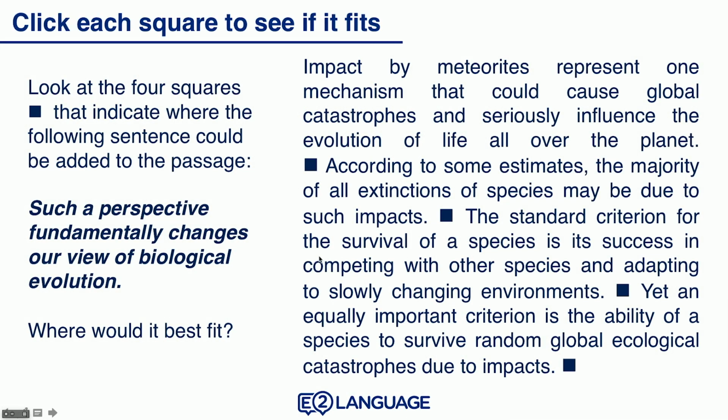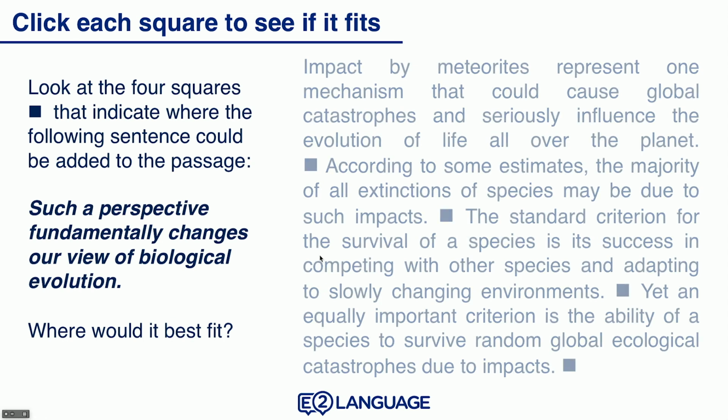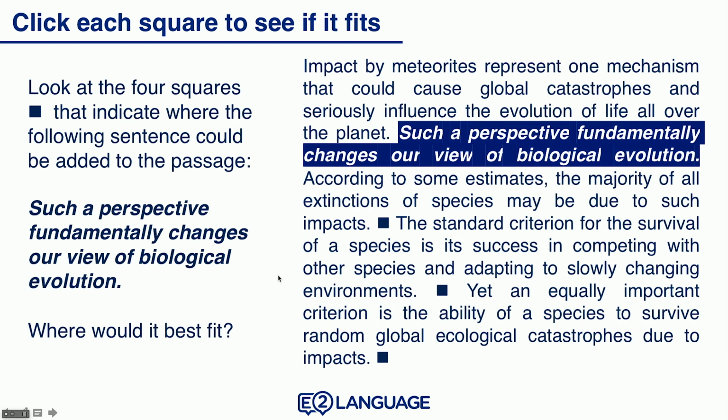Okay, let's click each square to see where it fits. So let's try this one. "Impact by meteorites represent one mechanism that could cause global catastrophes and seriously influence the evolution of life all over the planet. Such a perspective fundamentally changes our view of biological evolution." It's not bad, not bad. Let's keep going. Let's try the next one.